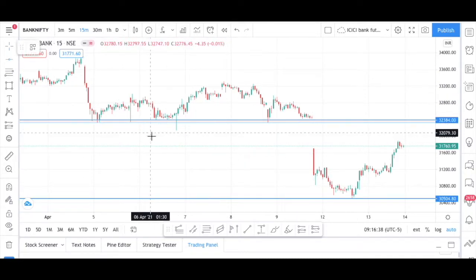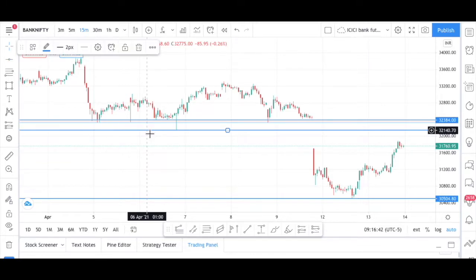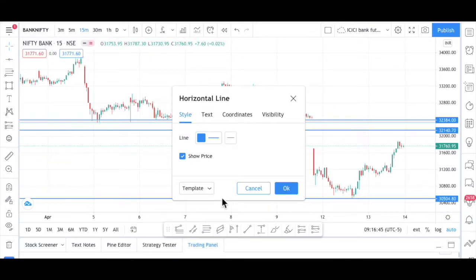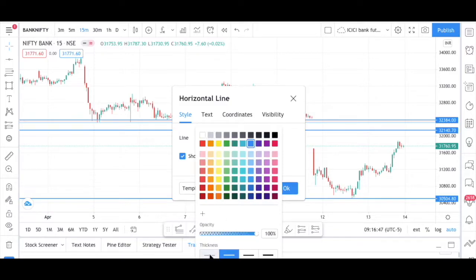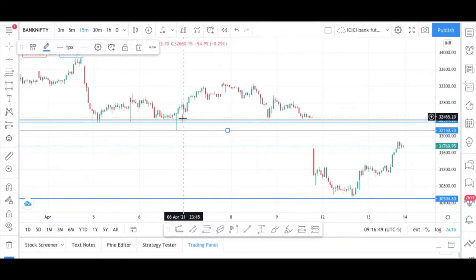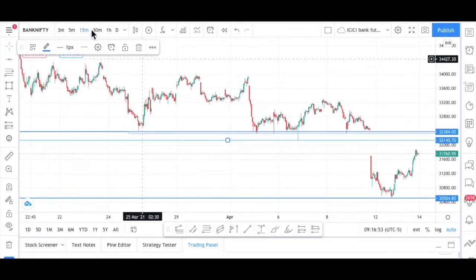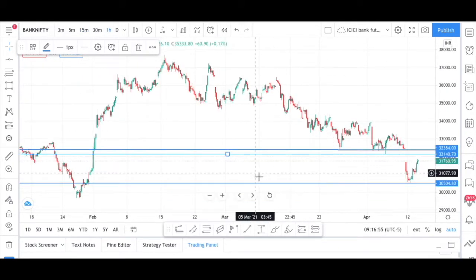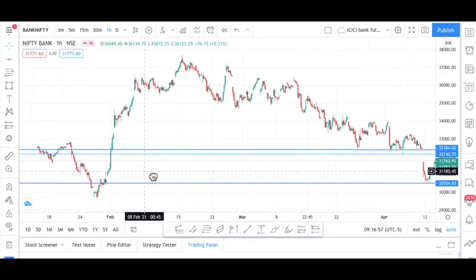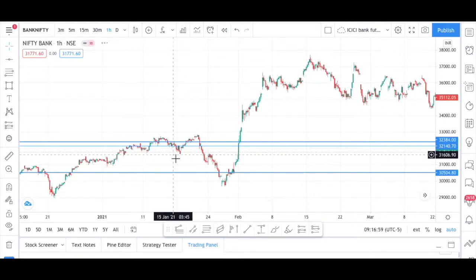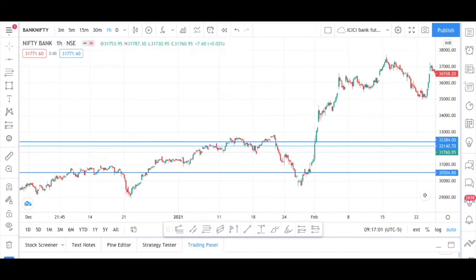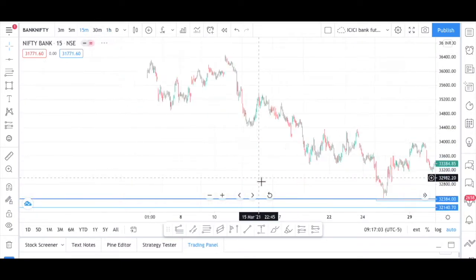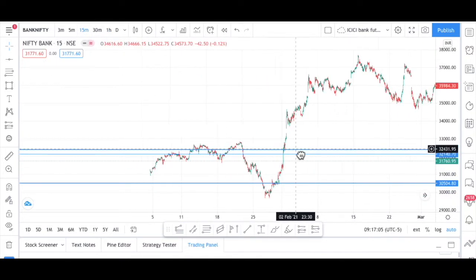So one would be this low of 32,140, but this line will not be very significant, though there are chances it might take support here. And the next support that we can find, we'll have to go back all the way to Jan Feb, where we have this price action, to find the next support or resistance within that gap.